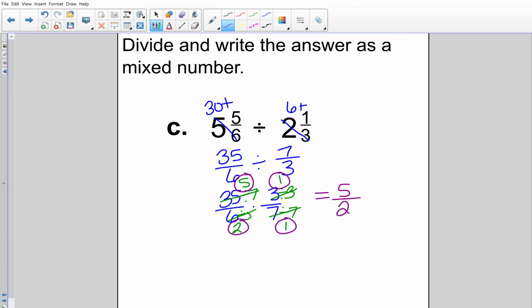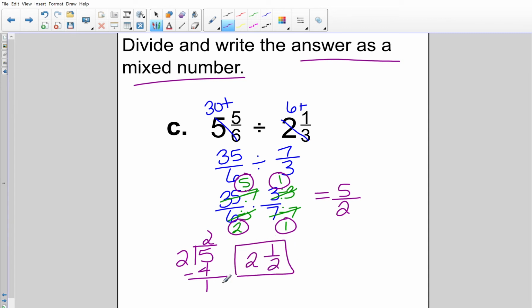And again, they want the answer as a mixed number. So 5 divided by 2, 2 goes into 5 twice, gives me 4, subtract. So my answer should be 2 1/2 as a mixed number. Okay? So again, very easy to put into your calculator. You don't have to do all of these steps, but I'm just showing you just in case.